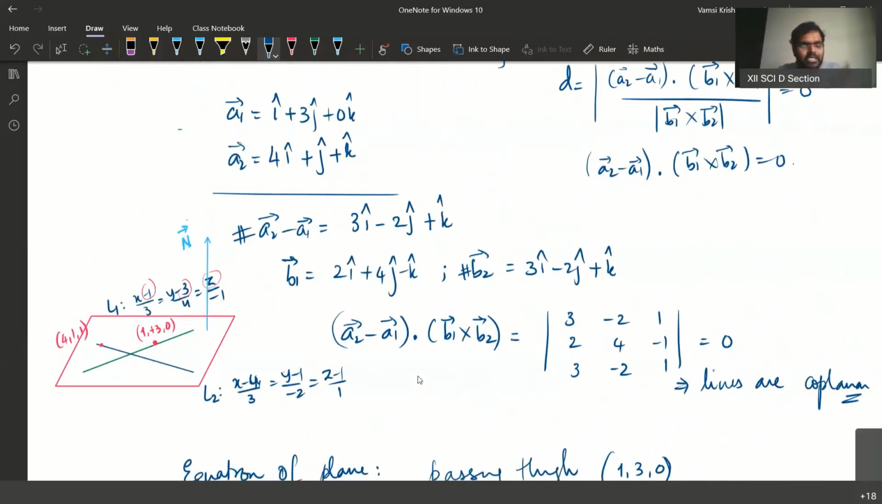First point. Next is to find out the equation of a plane. We took one point on the plane and we have found out the normal to the plane. How did we find normal to the plane? It is got by cross product of two lines. That's the idea here.